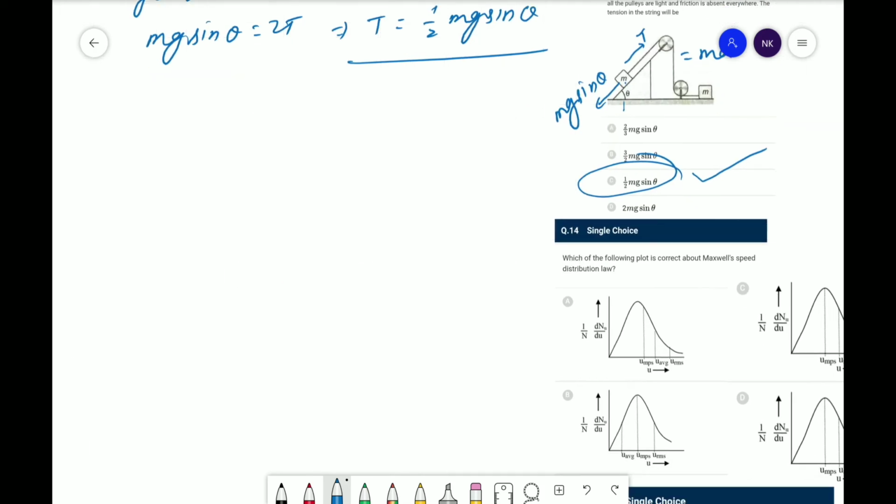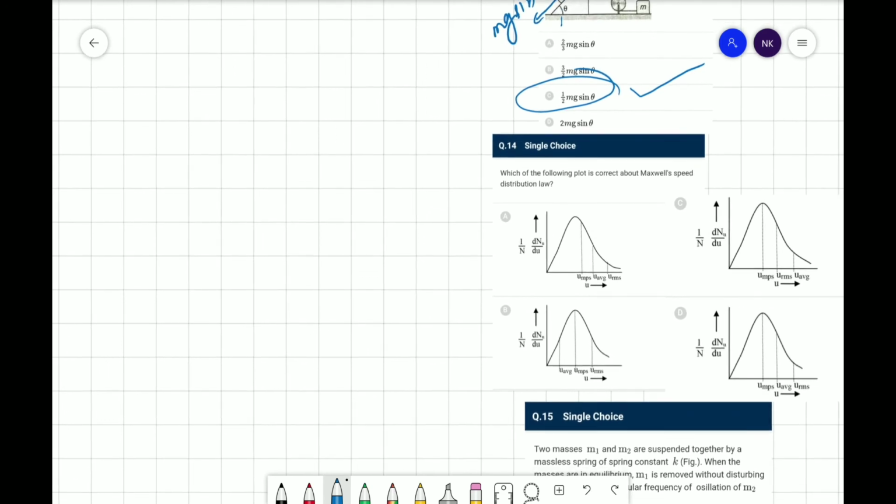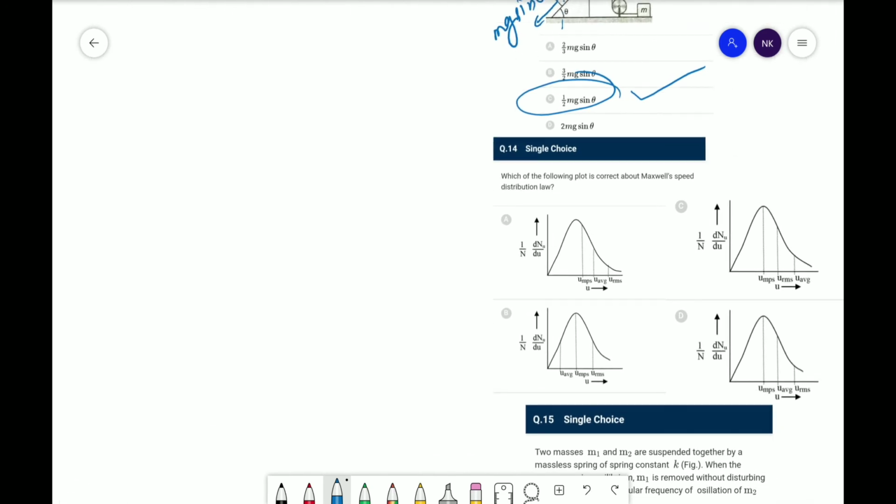Moving towards the next question: which of the following plots is correct about the Maxwell speed distribution law? You have to remember one thing, that the most probable speed will be at the maximum. Here the most probable speed is not at the maximum, therefore this one is wrong. Here the most probable speed is at the maximum, therefore the first condition is correct.